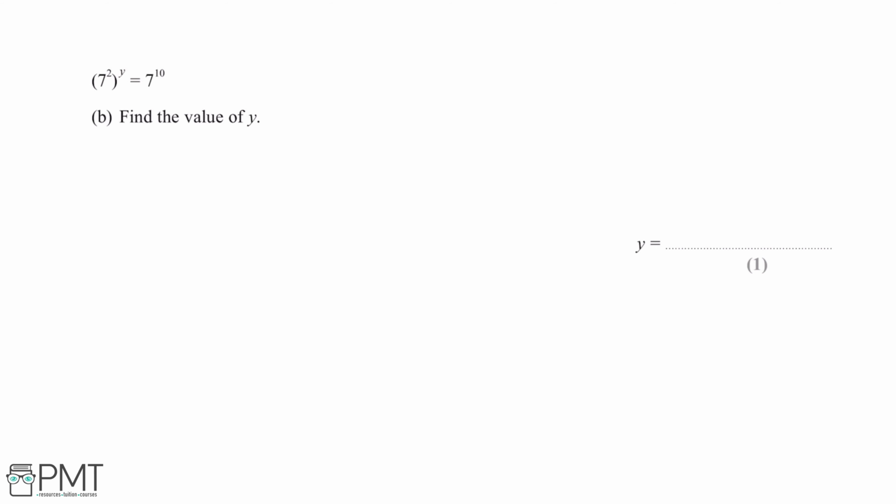7 squared to the power of y equals 7 to the power of 10. Find the value of y. So for this question we need to know the algebraic principle that a to the power of x to the power of y is equal to a to the power of x multiplied by y. So again we can apply this rule to this question.